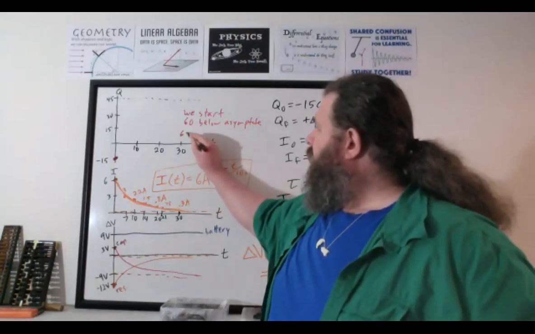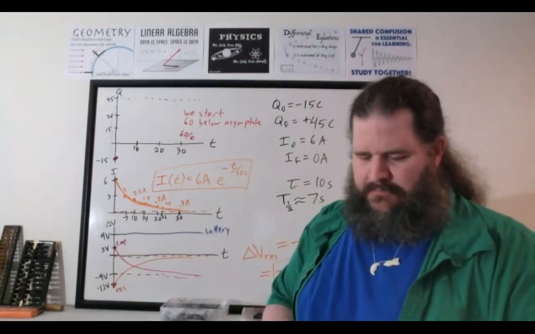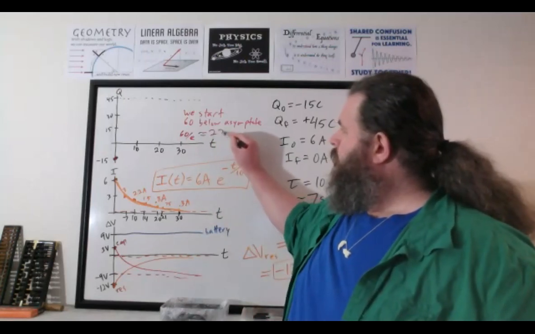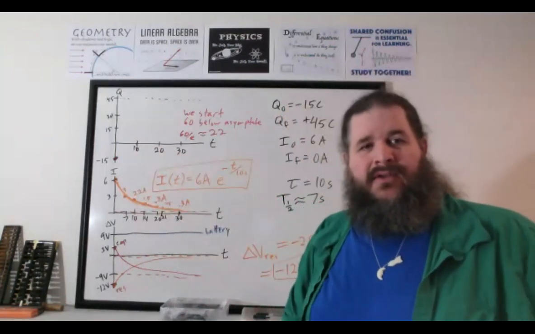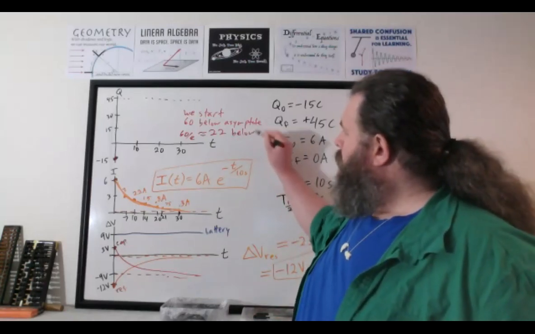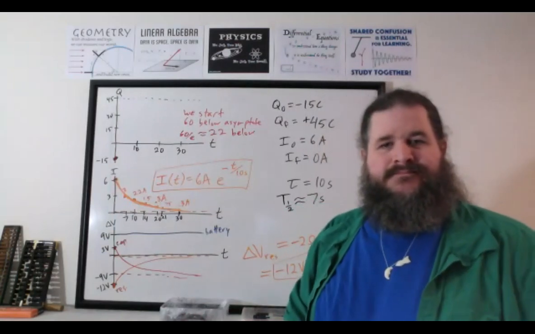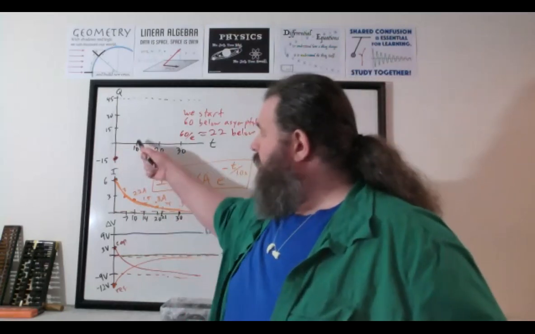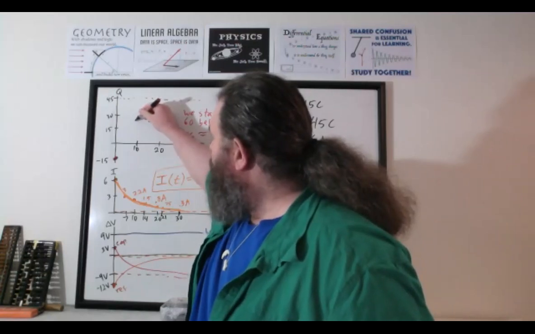So if we take 60 divided by e, 60 divided by e is about 22. So that means one time constant later, we're not going to be at a value of 22, we're going to be at a value 22 below the asymptote. And what's 22 below the asymptote going to be? Yeah, 23. So after one time constant, at time 10 seconds, the value is 23 coulombs.